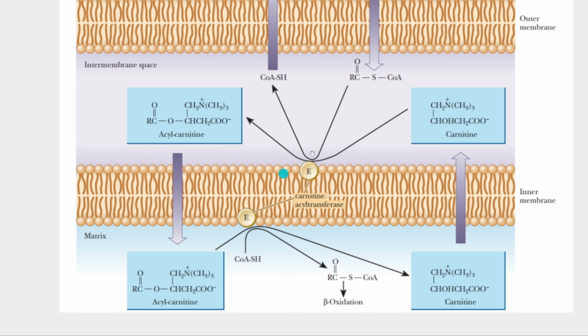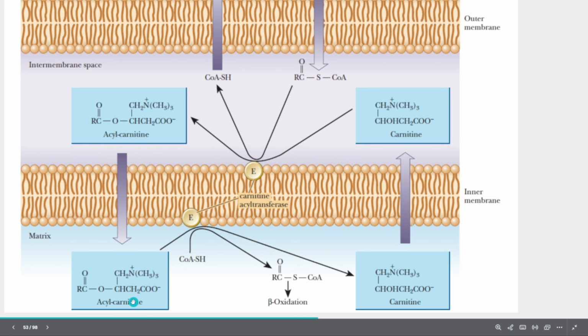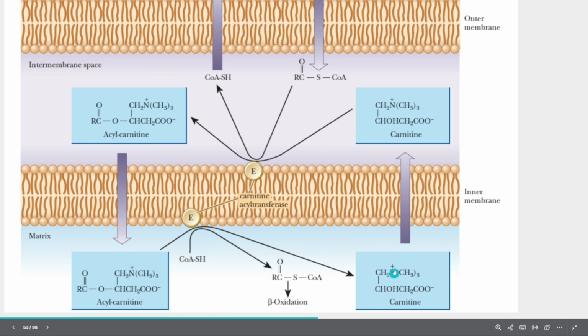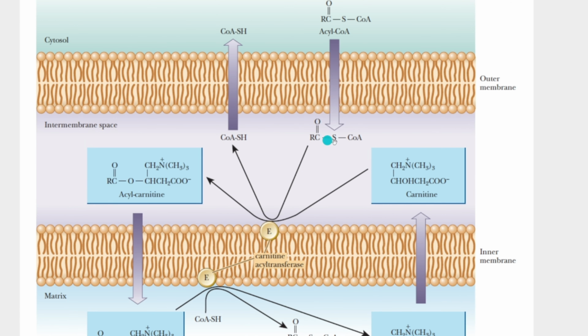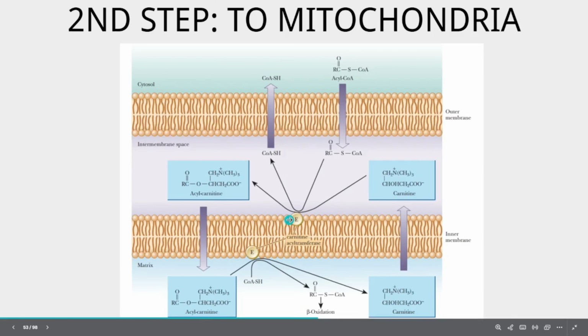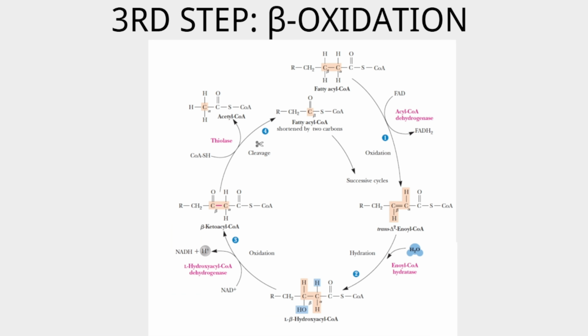So they would still want to form alkyl CoA. The carnitine, the car, will be released out, and this alkyl group will react with the coenzyme A again to form the alkyl CoA. And then the carnitine will go back to the intermembrane space to fetch another alkyl CoA. And then this alkyl CoA will undergo beta oxidation. So this is the second step, from cytoplasm to mitochondria. Okay, the next step, beta oxidation.